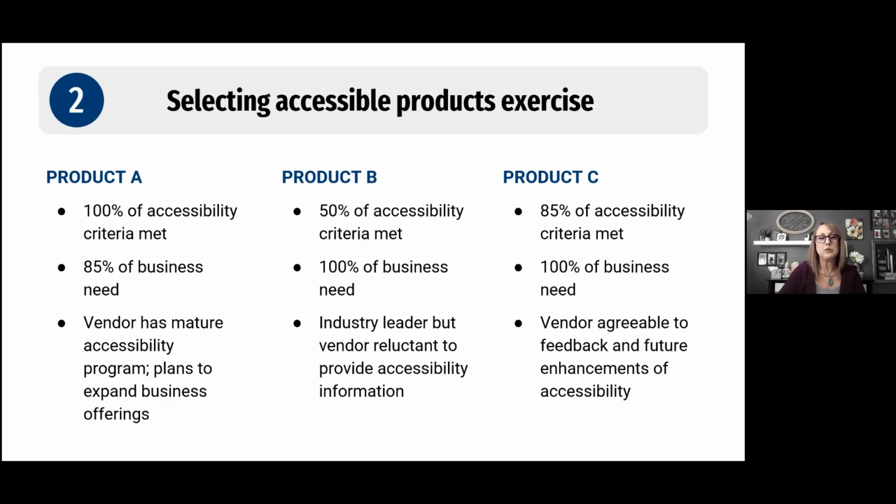That's also ideal. And product B is really not acceptable at all, because we want our vendors to provide as much information as they can, have an open dialogue with us, not just for accessibility, but for other reasons as well, right? But even though 100% of the business need is met, we cannot be certain that they will be responsive to us in the future.